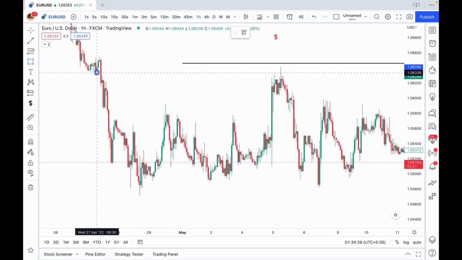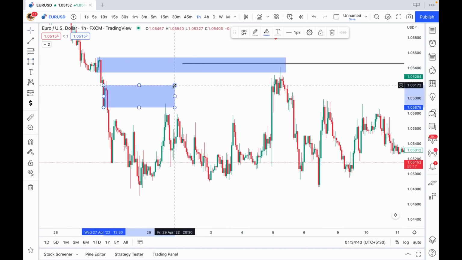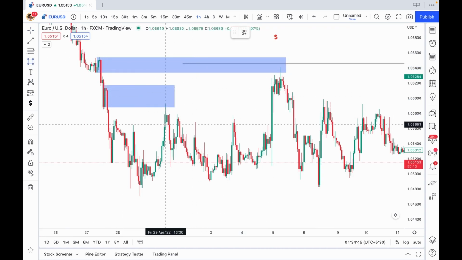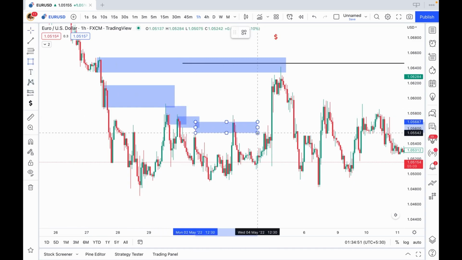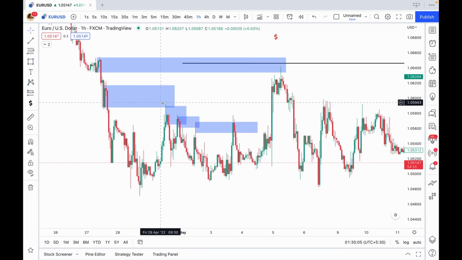There was imbalance and there was an order block over here. And the structure over here is already mitigated. As we can see, this structure is mitigated. Everything is mitigated over here. And you can also trade the reaction from the order blocks.